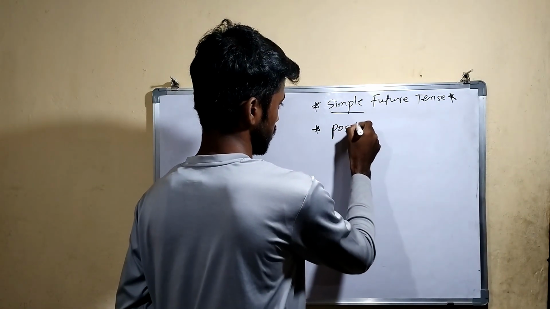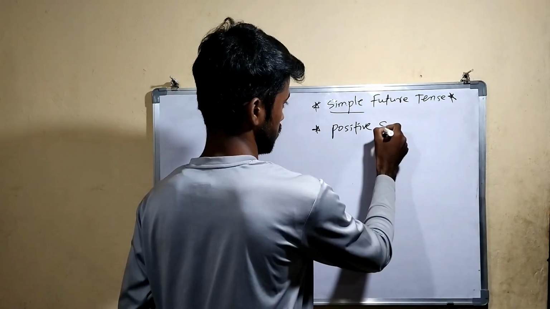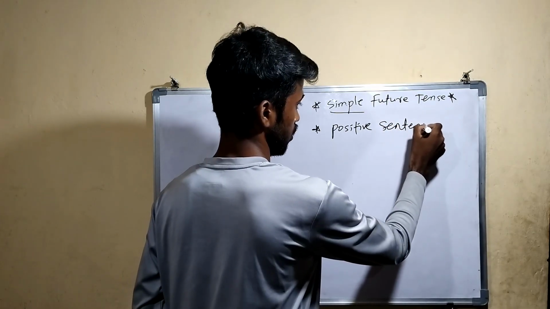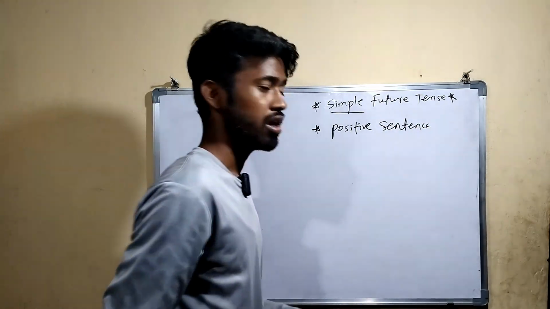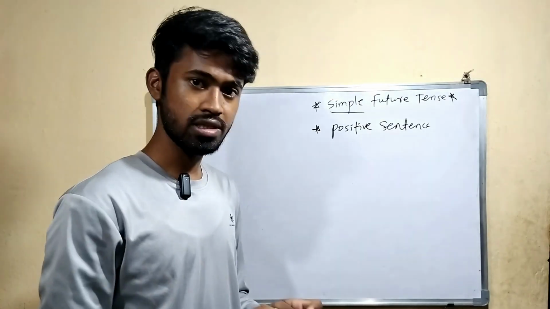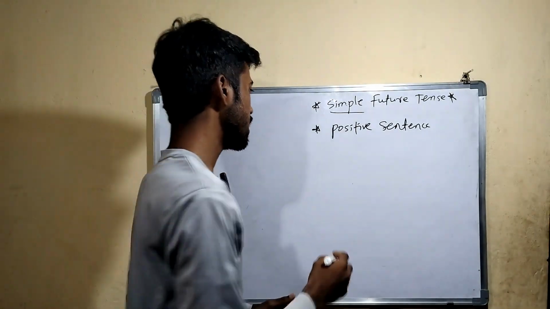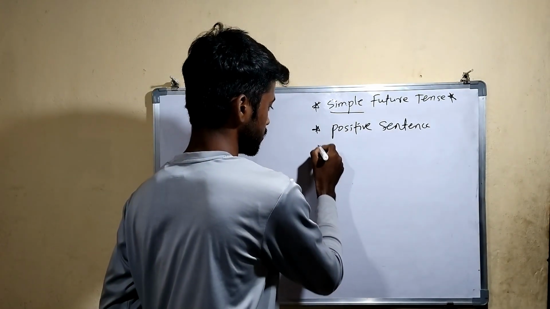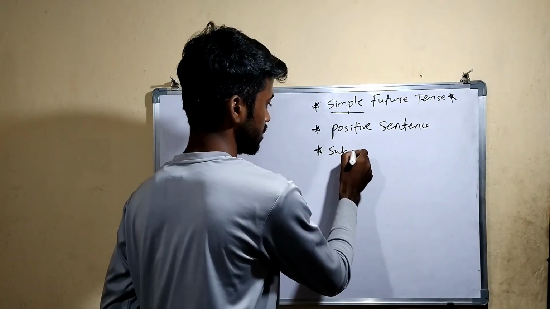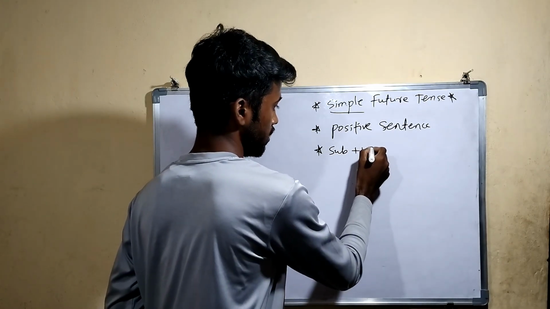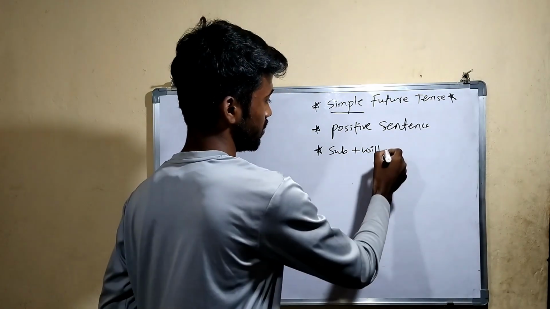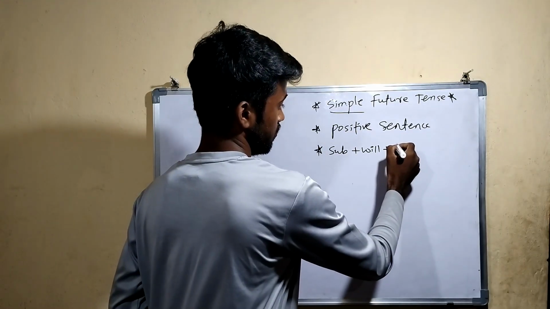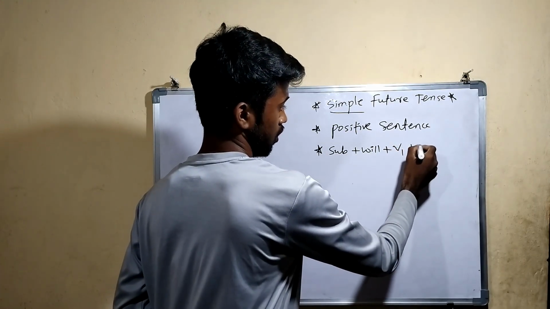First, positive sentences. Positive sentences means what? If there is no negative in a sentence, that is a positive sentence. Now let's see the structure. First the subject will be there, right? After that will, and after that the first form of verb and object.